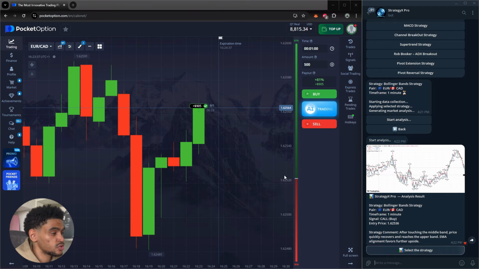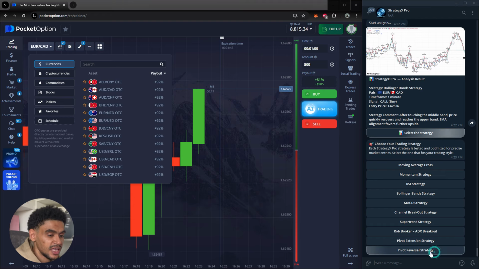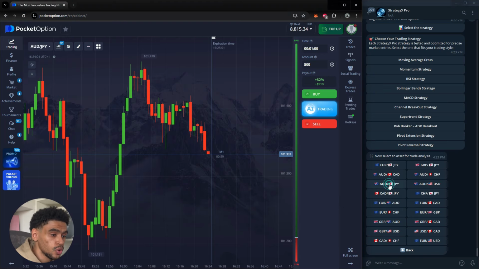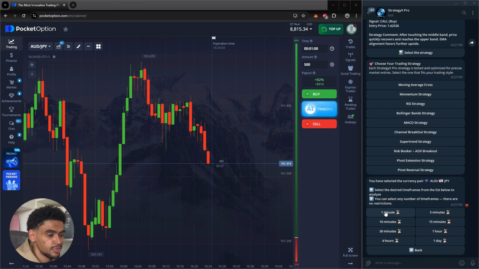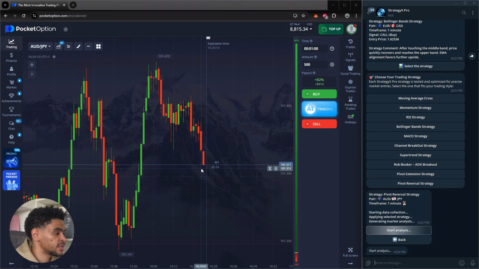Let's continue. Let's do one last trade here, and let's hit, for example, pivot reversal strategy, and let's look at what we can make with it. We had to circle all the way back to Australian dollar, Japanese yen. There were no assets with above 80%, so we're going in here, and let's see if the robot can close out the session on the same asset that we started with.